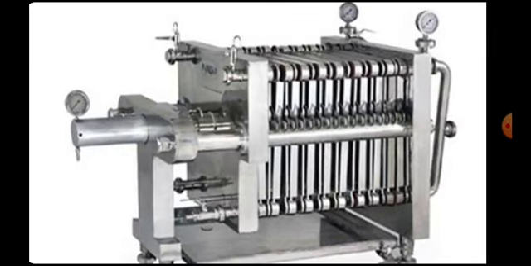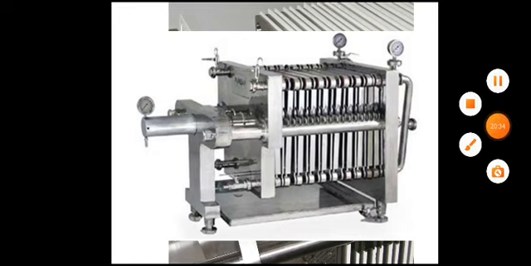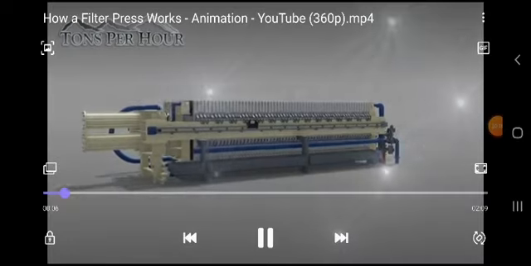This is the more complete diagram of this plate frame filter. You will see when you work in the industries that this is the most frequently used plate frame filter. So you will be asked during interviews in industries about this plate frame filter principle and its working, because this is the most frequently used filter. This is the actual plate frame filter.